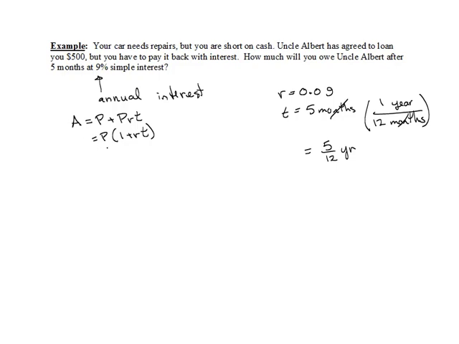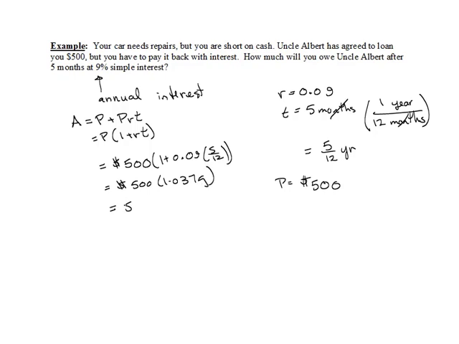And so now we come back to our amount afterward. Our principal, I should write that down, our principal is the $500 that we are borrowing. So here our amount afterward will be 500 times 1 plus 0.09 times 5/12. And so this gives me $518.75. That's how much we need to pay Uncle Albert for his loan. Let's move on.